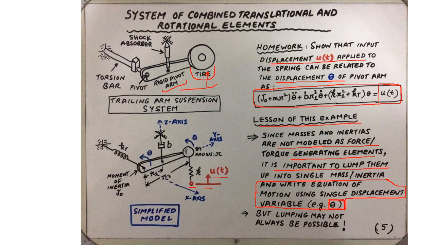But note that there are scenarios where this type of lumping is no longer possible. One of the main reasons is that the two mechanically connected bodies corresponding to the mass or the discrete inertia have different angular or linear displacements. They can no longer be described by a single displacement variable, as we shall see in the next example.